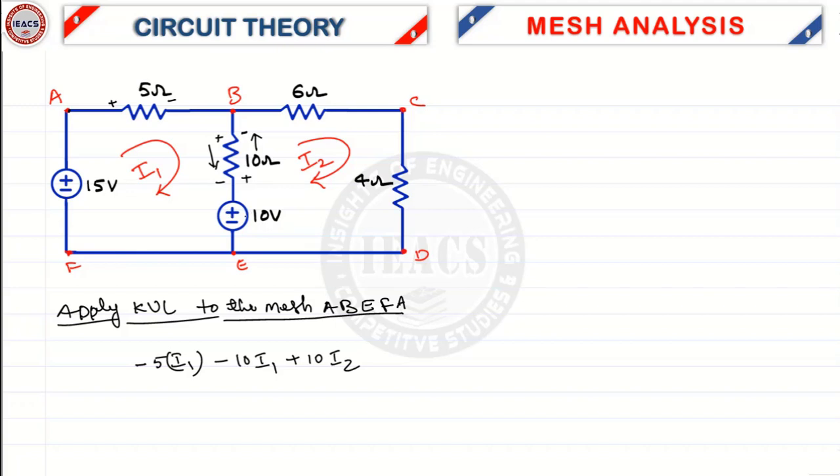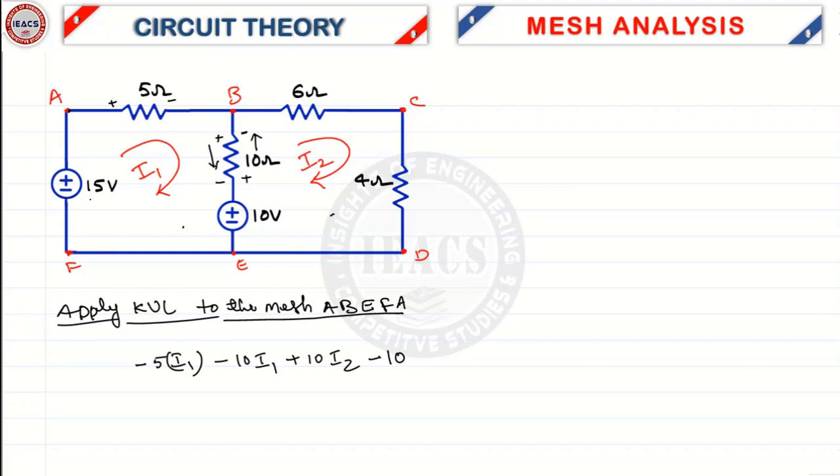So we are applying KVL to mesh 1. So our mesh current I1 is going from higher potential to lower potential through this 10 volts voltage source. So there will be a potential drop. So it will be minus 10 volts.